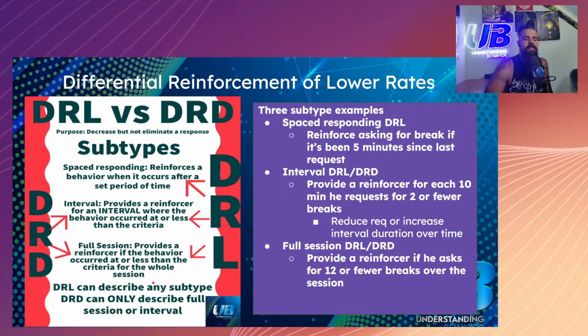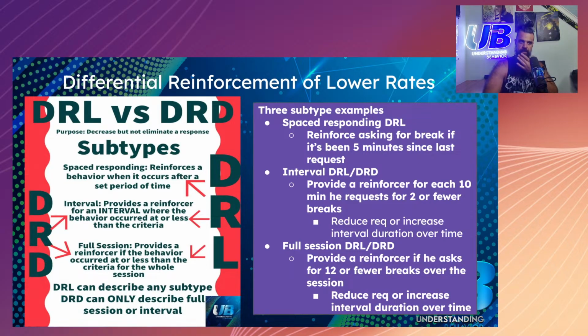So if we were to use this same example for the full session, it might be provide a reinforcer if he asks for a break 12 or fewer times over the session. So he has that whole session now, and here's the criteria for the whole session, and there's just one opportunity for that reinforcement. Same way, you can either reduce the requirement or you can increase that full session duration. Usually if you're using full session DRL, the full session is about the same time every time, so reducing that requirement is a little bit more commonly used.